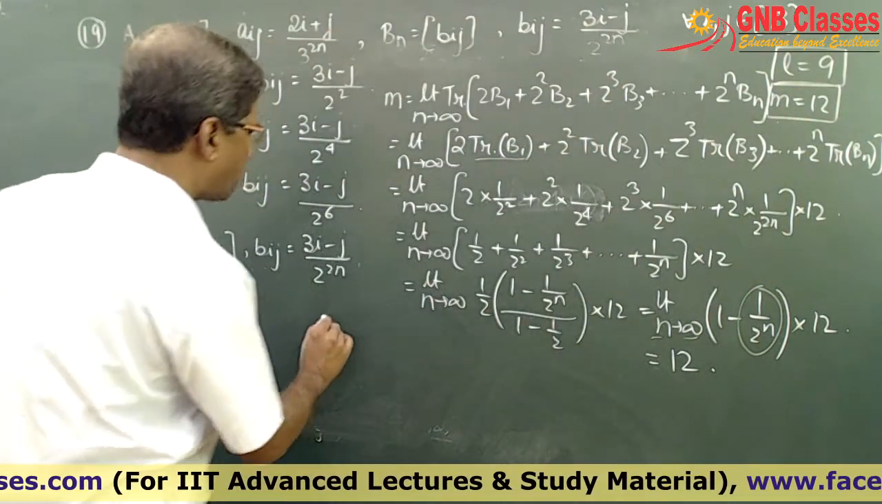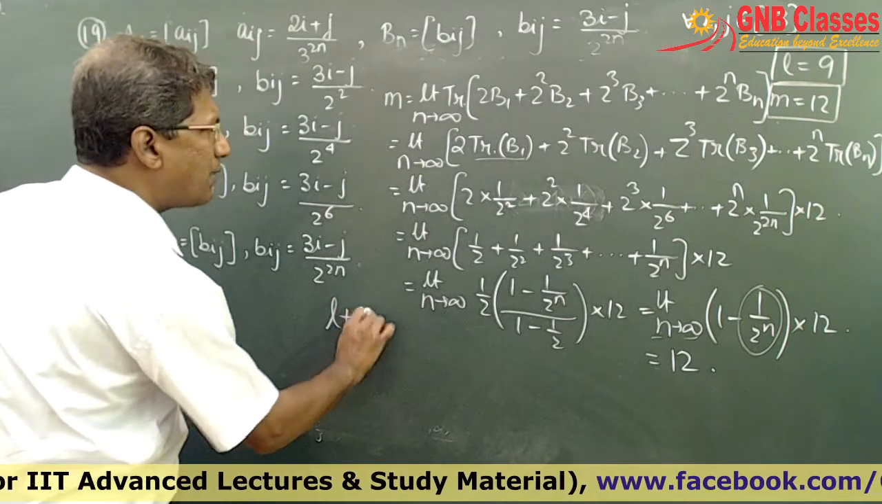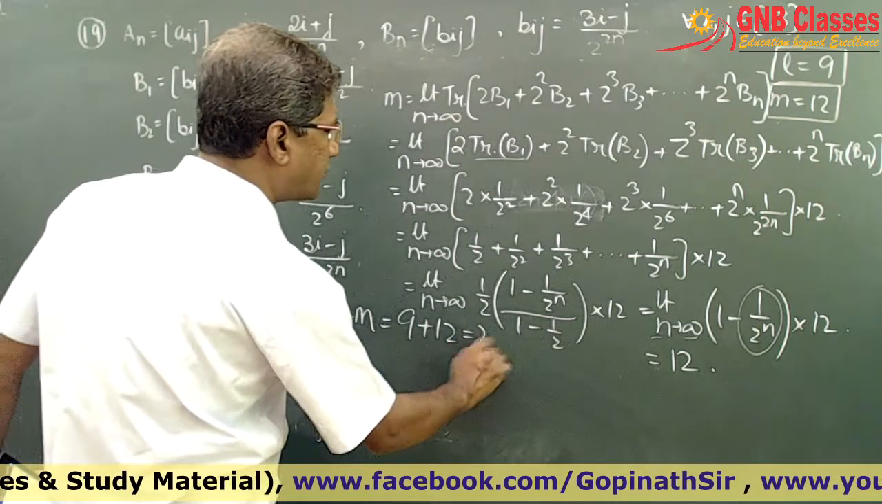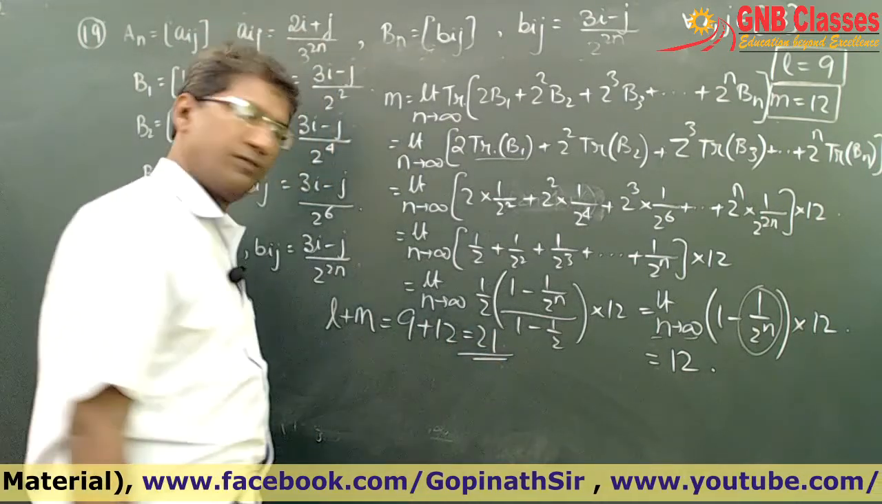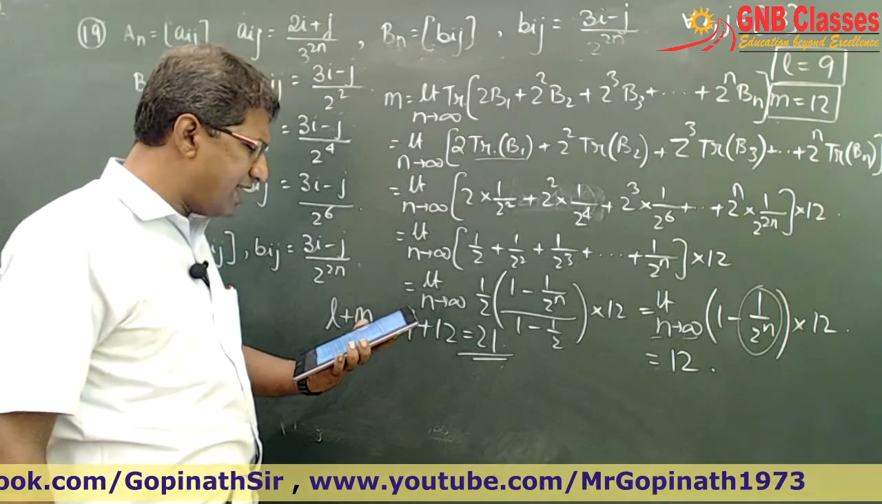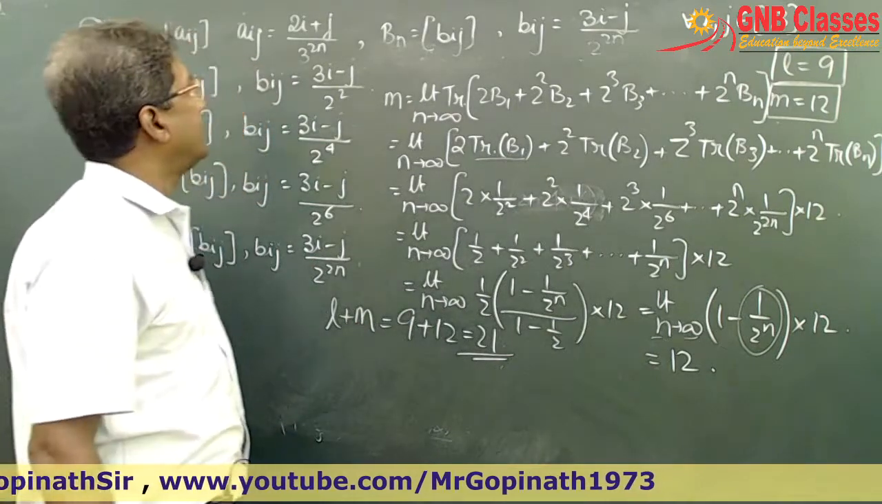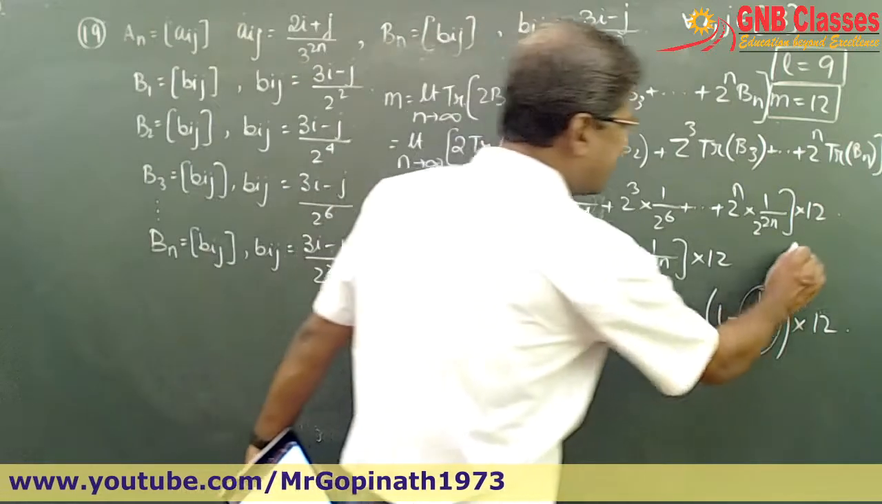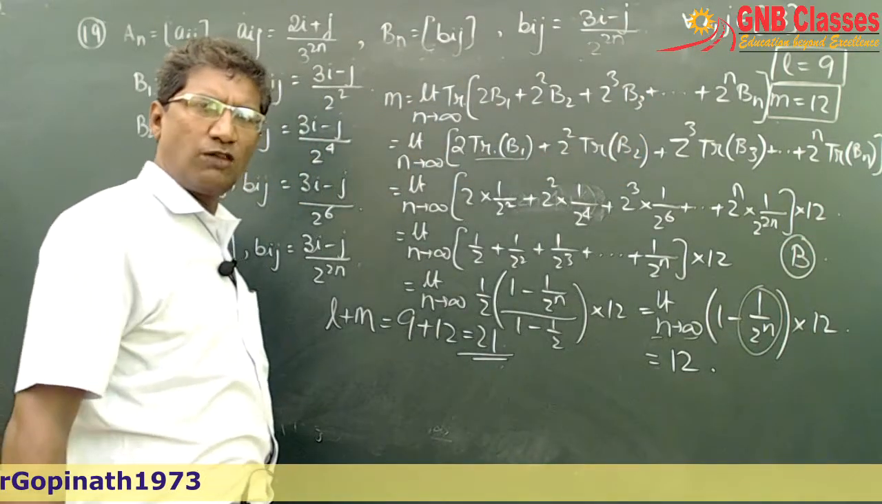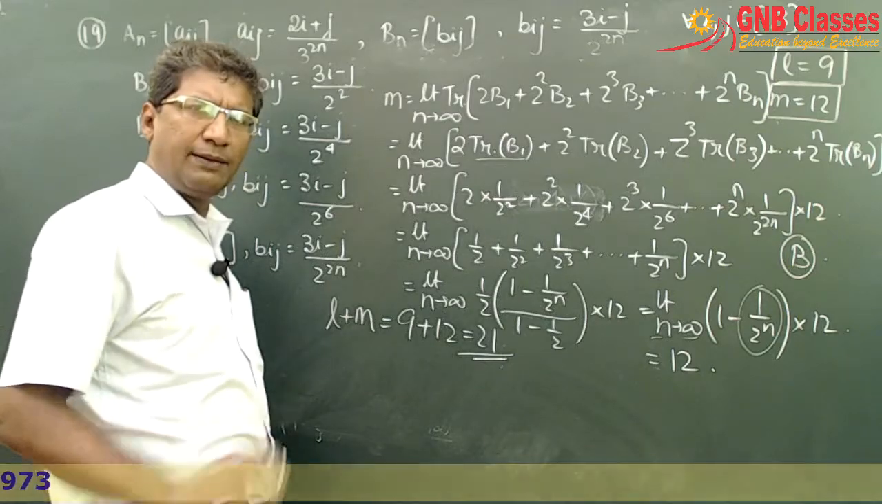Now they have asked us to find the value of L plus m. L plus m will be nothing but 9 plus 12, which gives you 21. Absolutely clear now? Therefore, option B is correct for question number 19. Is it clear to all of you? Have you understood this sum properly?